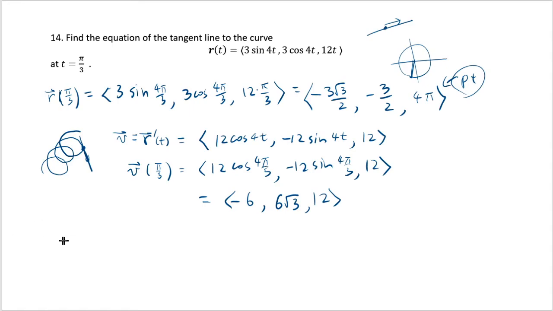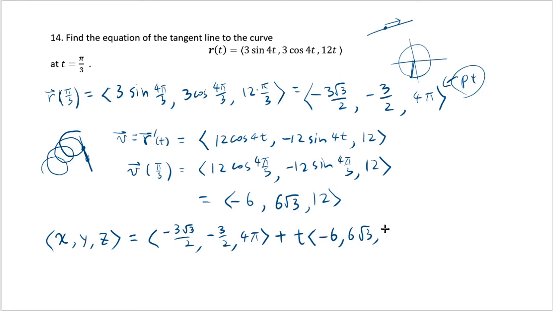Okay, so how do you get the formula for that? Then x, y, z would be, let's say these are the coordinate functions for the particle moving on this line. It will begin at this point, negative 3 radical 3 over 2, negative 3 over 2, and 4 pi, and then it's going to move according to t times this negative 6, 6 radical 3, and 12.